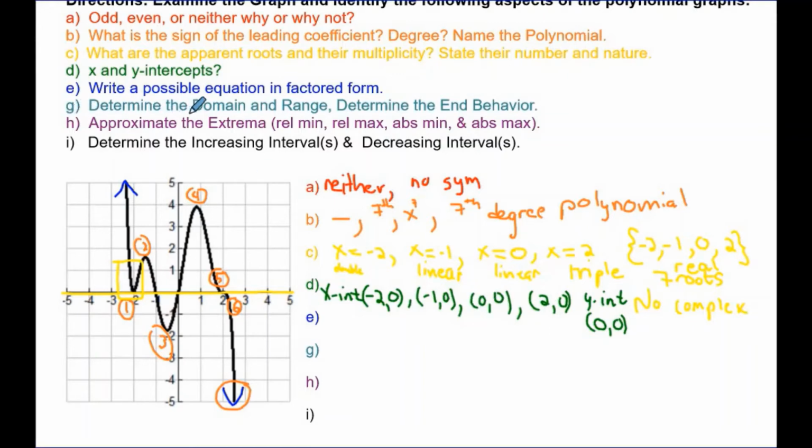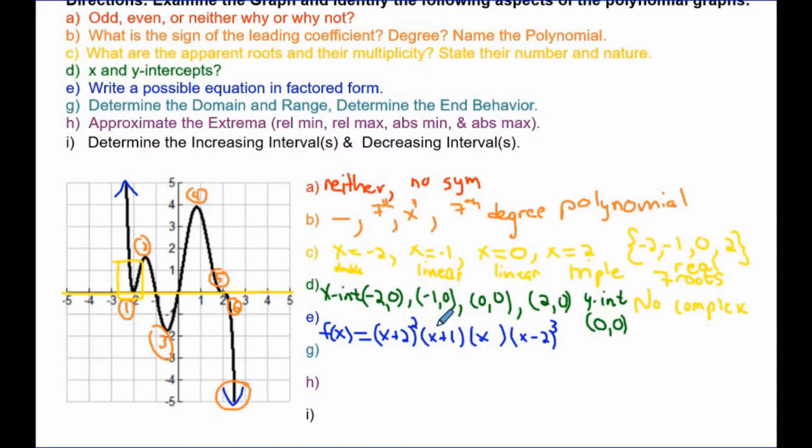So then we come down to write a possible equation in factored form. This is pretty easy if you've done part C. F of x would be equal to the factor that produces this x-intercept in this root, which would be x plus 2. And the fact that it is a double root would make it squared. Then we have x plus 1 for the next one. X plus 0 would reduce to just x. So if you ever have 0, you would just use x. And then the last one would be x minus 2. And it would be a triple root, so it would be cubed.